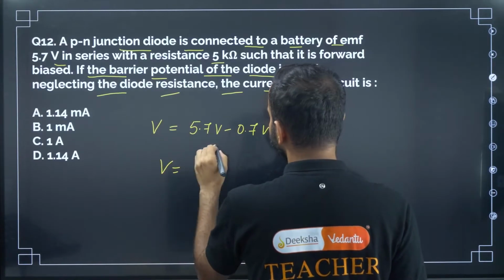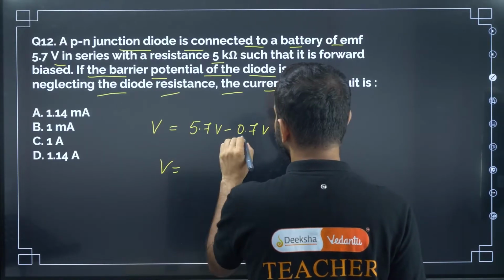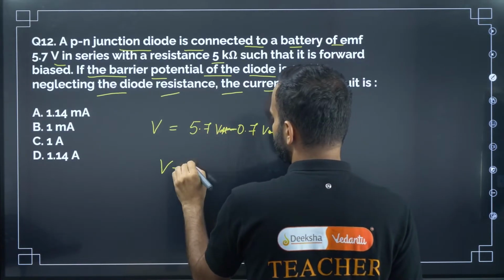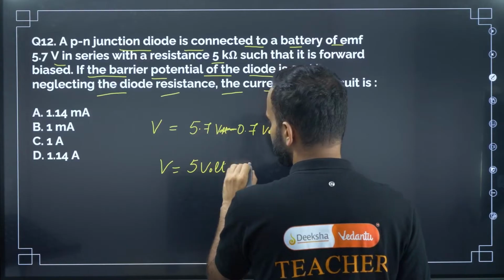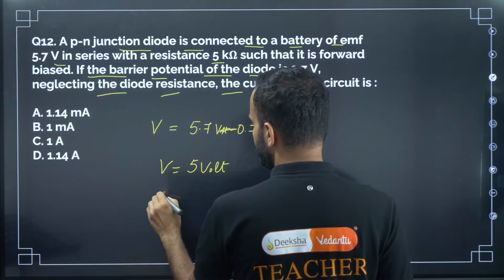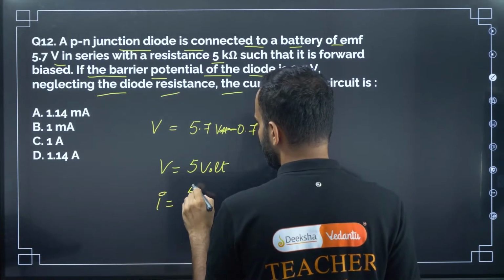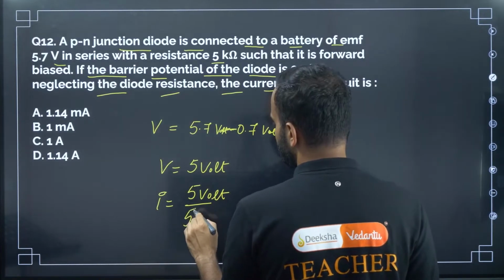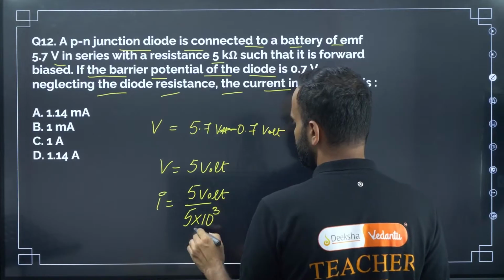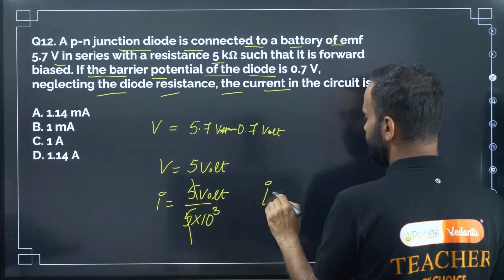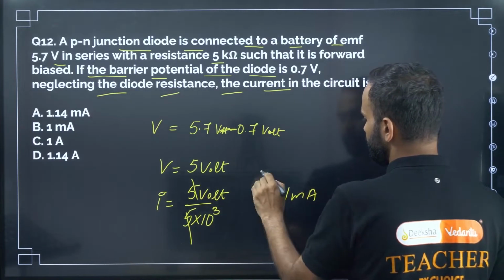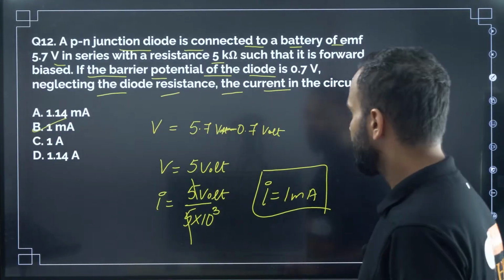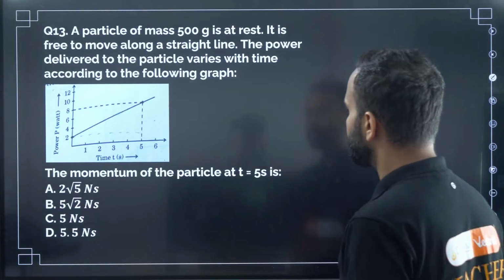So V equals 5 volt, right? Now the current through the resistor I equals 5 volt divided by resistance 5 kilo ohm, 5 into 10 to the power 3 ohm. So 5 will get cancelled. I equals 1 milliampere. So the correct option is B. Next question, question number 13.